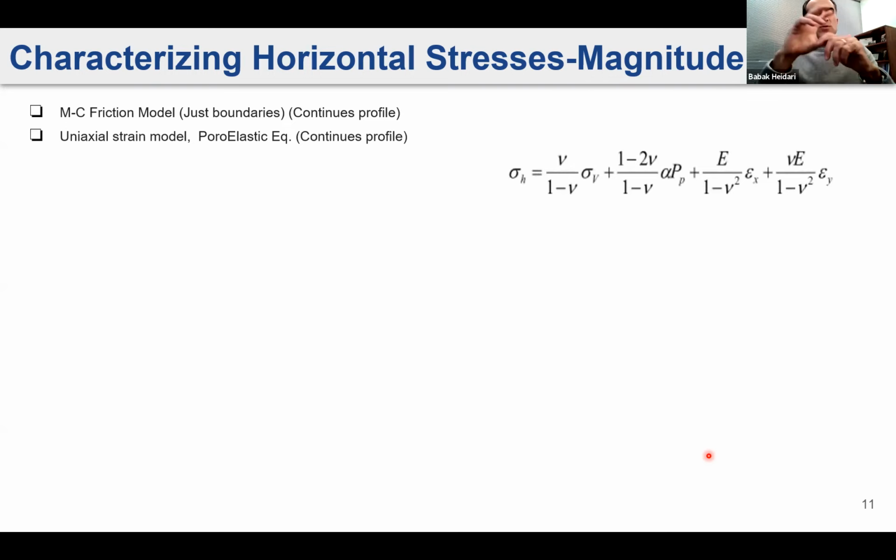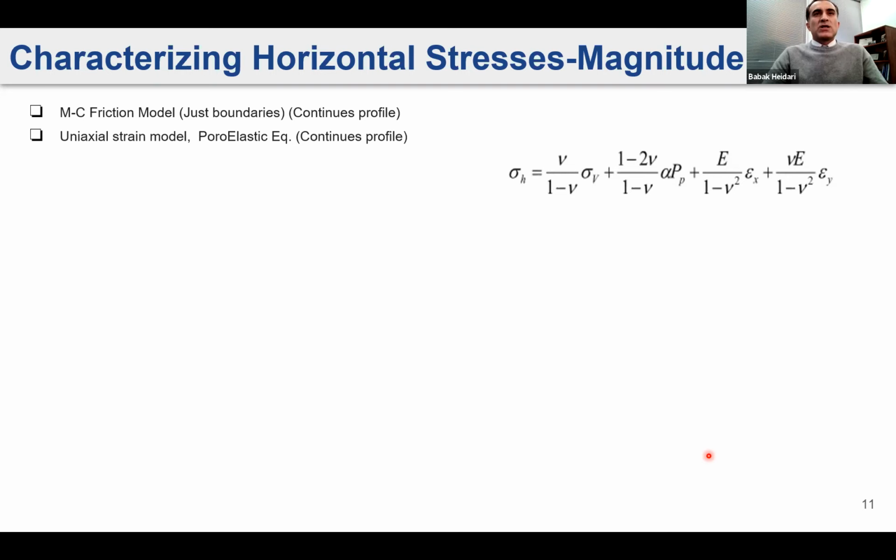Because this is also important, we don't want just one point of information. So you may say, okay, leak-off test, which I'm going to elaborate further. They are going to provide a better indication of the magnitude of horizontal stress. That's true, but they are just one point, and we don't have the continuous profile, which we want. So they can be used as calibration data, but they're not providing the continuous profile.